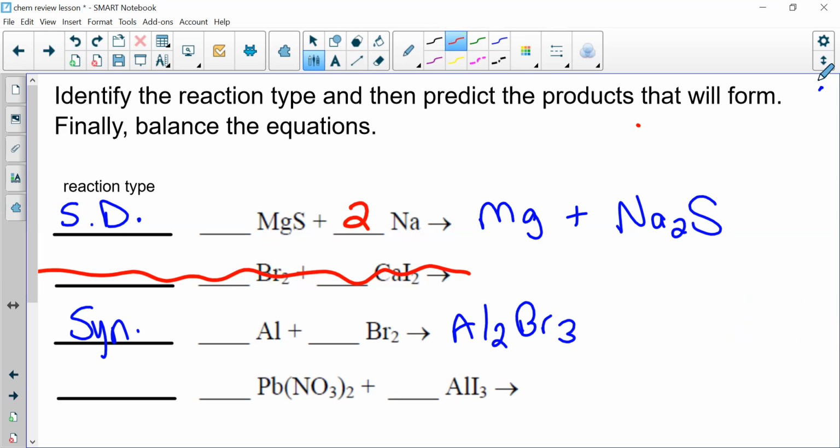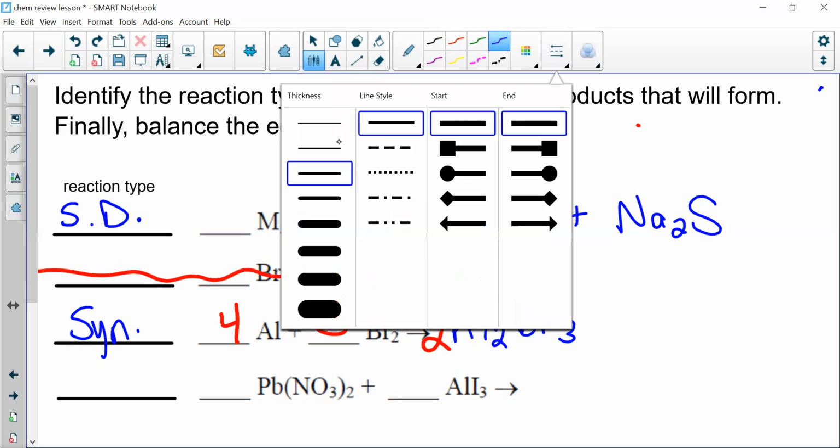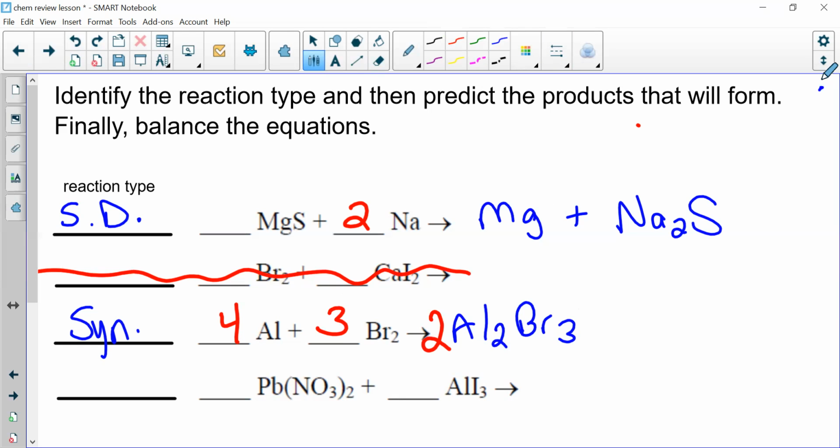Does anyone want to balance this one out? Put a 3 in front of Al. Put a 3, so I have 2 on the right, but I actually have an odd and even situation, Stephanie. Let's start with bromine. How do I fix this problem? Put a 2 or a 3 in front of bromine. And a 2, yeah. And now how many aluminums are here on the right? 4. So put a 4 in front of Al. Awesome. Okay, good. So if you have odd, even, start there and then work through the rest of your elements.